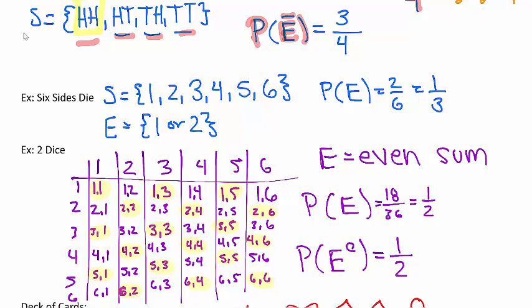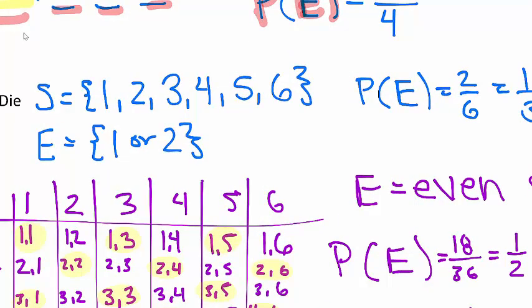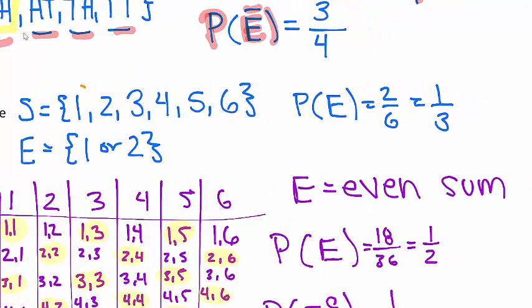Okay. So I've done it for a couple of other things. I've done a 6-sided die, so those are my options. Maybe the event is getting a 1 or a 2. Then the probability of that event would be 2 out of all 6 things, or 1/3.